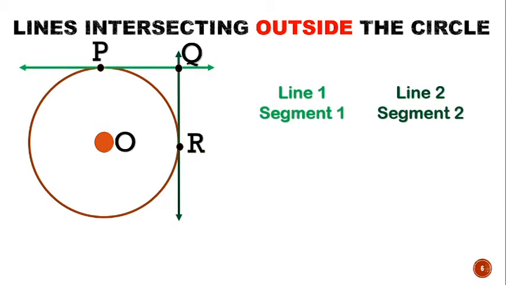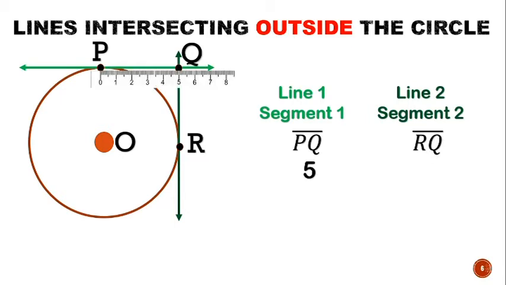So this time, we have lines intersecting outside the circle, outside the circle. And this time, we have tangent lines. Now, for line 1, the light green one, the segment is PQ. And for line 2, the segment is RQ or QR. Now, let's look at their measurements. Okay, PQ is 5. And then for RQ, that's another 5.